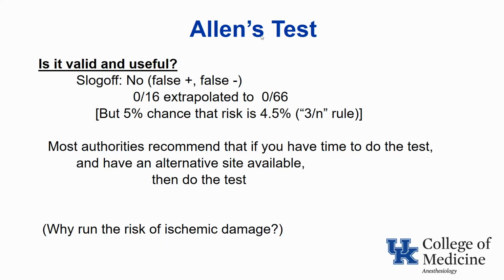There's a great controversy about the Allen's test. The Allen's test is designed to detect the adequacy of collateral flow into the arm. Dr. Slogoff, a great leader in anesthesia, wrote a paper years ago suggesting it's useless because there are both false positive and false negative results, and extrapolated this from a small study that he conducted. But most authorities recommended if you have the time, you ought to do the test.